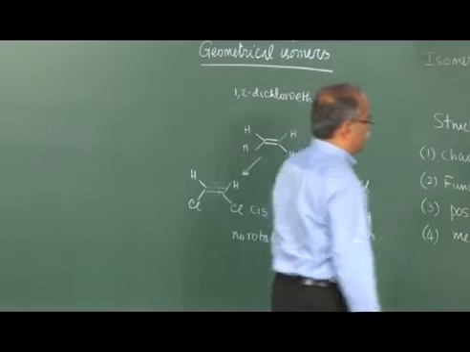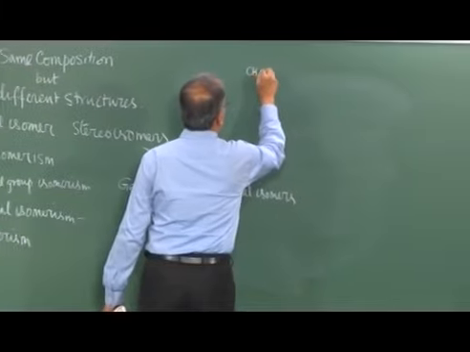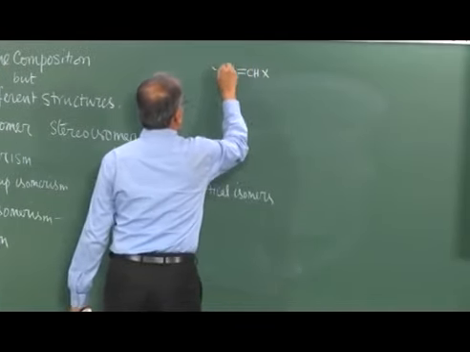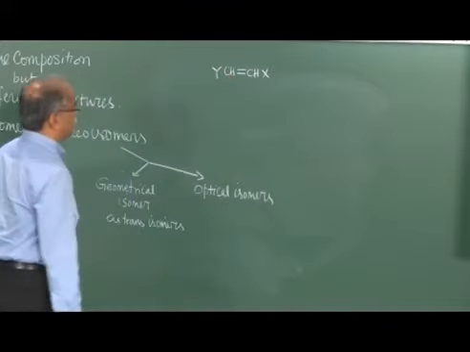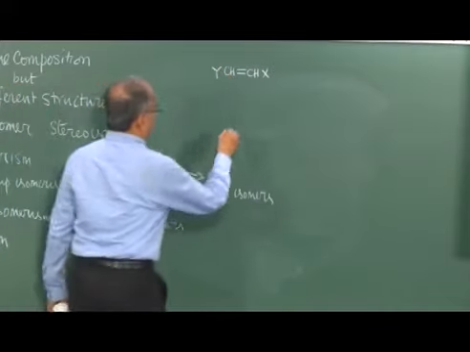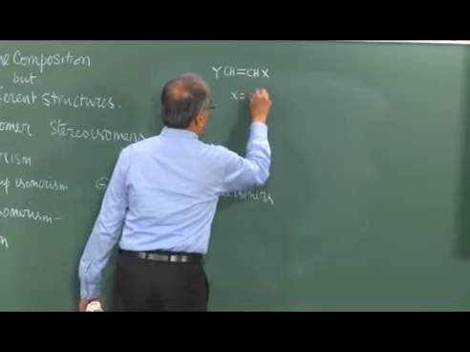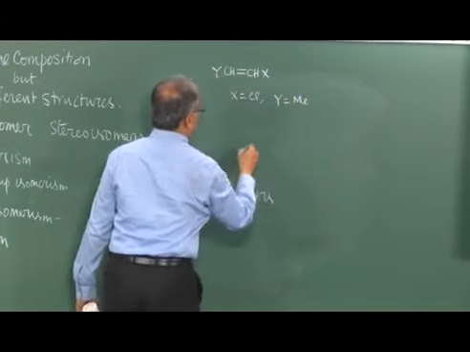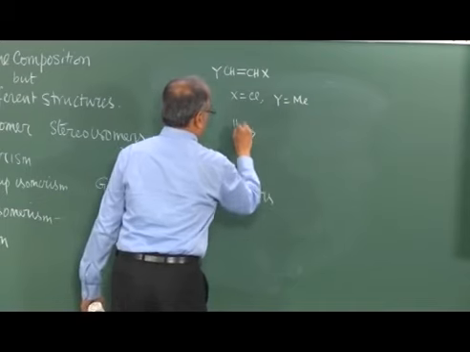One can also give a geometrical isomer example of any compound which has, for example, X and Y groups in this particular manner. Let us say, for example, X is equal to chlorine and Y is equal to methyl group. You can have two isomers possible.